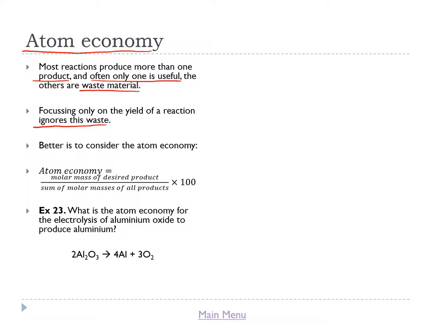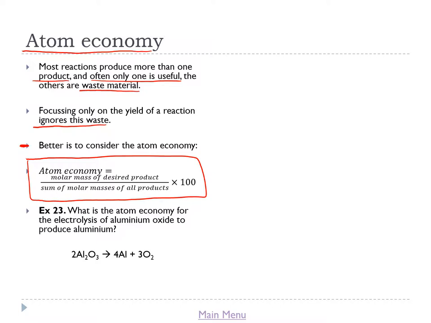So what we do instead is consider the atom economy. Now, the atom economy is really just a ratio of the molar mass of the desired products to the sum of the molar masses of all of the products, and we express it as a percentage. So the atom economy equals the molar mass of the desired product divided by the sum of the molar masses of all of the products.